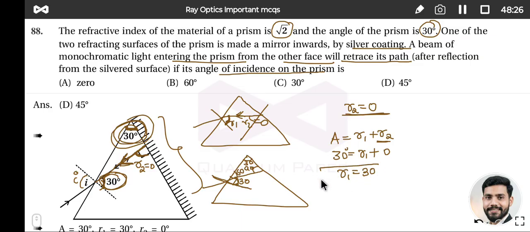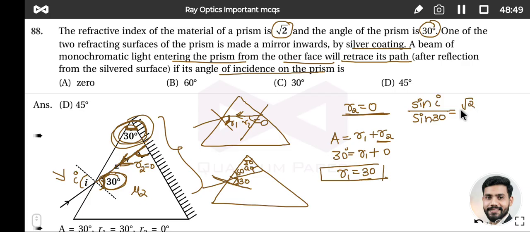Now we'll apply Snell's law to find the angle of incidence I. So Snell's law is what? Sine of the angle of incidence, which we have to find out, upon sine of the refraction angle, that is nothing but 30. So sine I upon sine 30 is equal to mu 2, the refractive index of the prism, which is given to be root 2, upon mu 1.